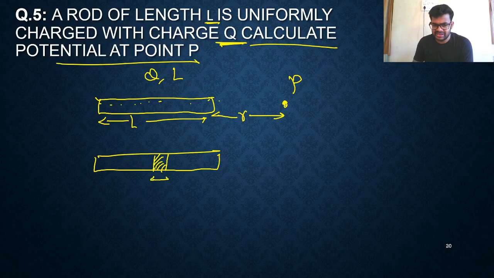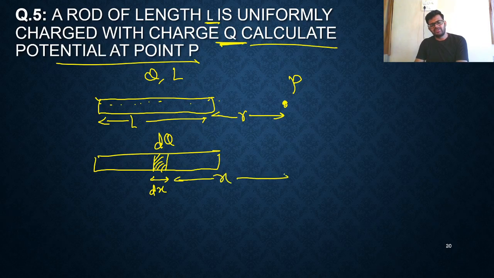Let's say the length of this small segment is dx and the charge on this small segment is dq. It is at a distance x from point P. So the total distance of this segment from the point is x. Now we can use the formula because this charge dq is a point charge now. So let us use this.